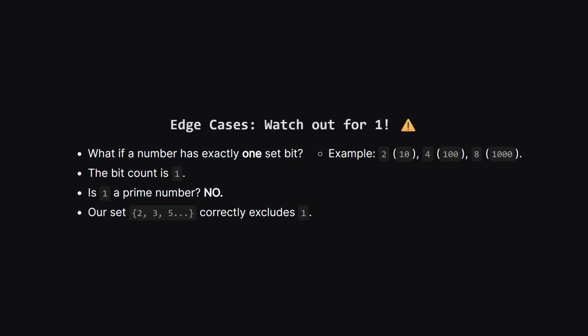Simple and clean. One important edge case to remember here involves powers of 2, like 2, 4, or 8. When you write a power of 2 in binary, it always consists of exactly one set bit followed by zeros. So the bit count will be 1. A common mistake for beginners is thinking that the number 1 is prime. It is not. Thankfully, because we hard-coded our set of primes starting at 2, our helper function will correctly say no, and we will safely ignore it.